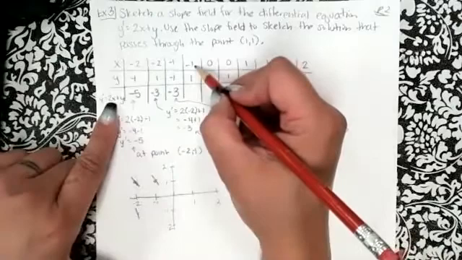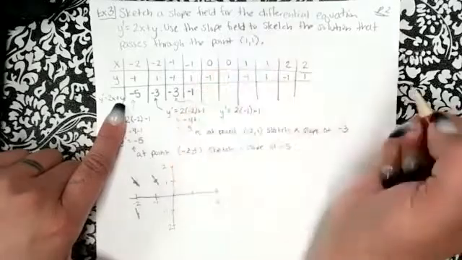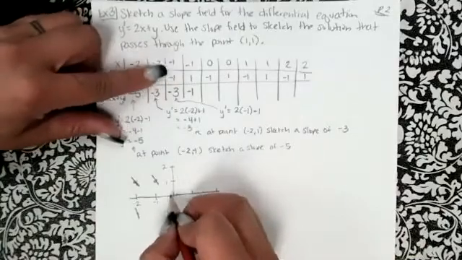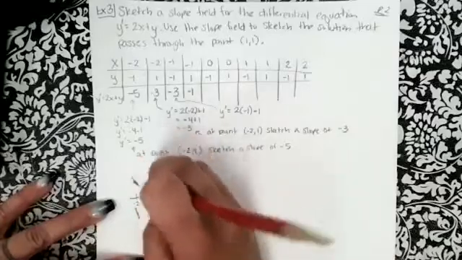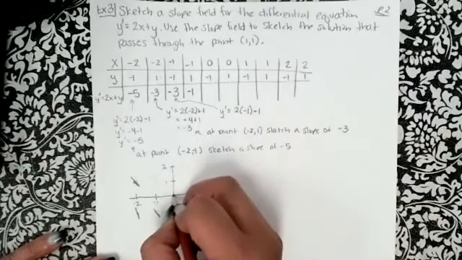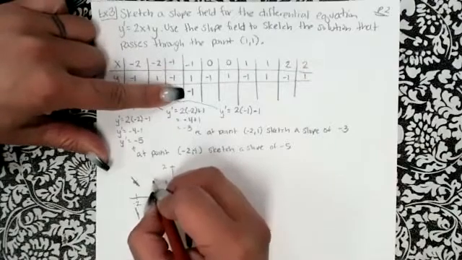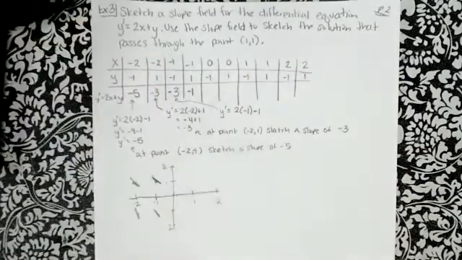When I plug in -1 here, 2 times -1 plus 1, that's going to give me a -1 answer. So at the coordinate -1, oh, I did it again. -1, -1 was down here. That's a -3. Sorry. And then right here, I have -1, +1, and that slope is going to be -1, so that means go down 1 over 1. Make sure you're graphing at the right point, because I made that mistake twice already.